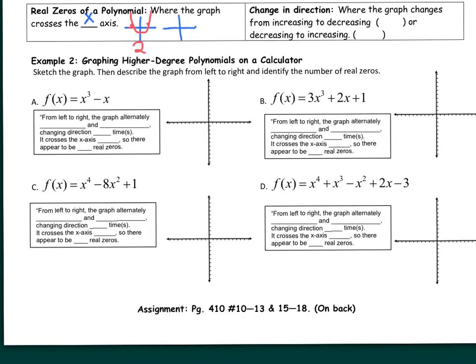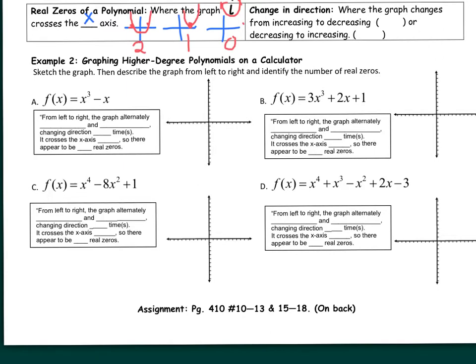If I drew a parabola that looked like this, maybe it was sitting right on the x-axis, there would be one real zero. Or I could draw a parabola that was floating up above the x-axis, in which case it wouldn't cross the x-axis at all, and there would be no real zeros. A parabola like that would have imaginary zeros.